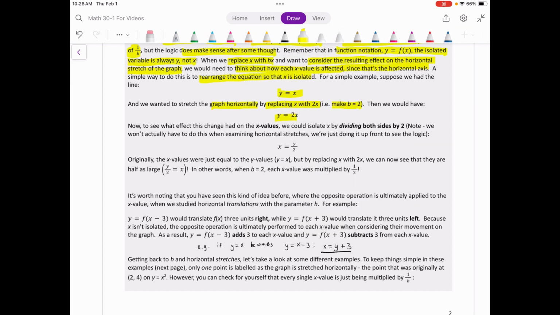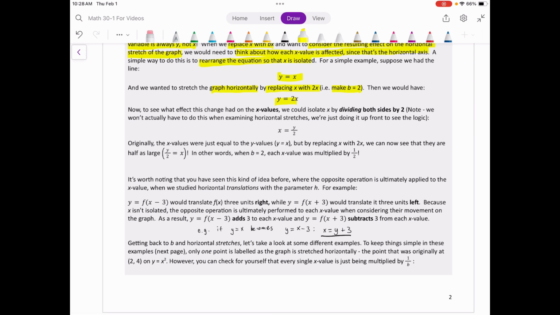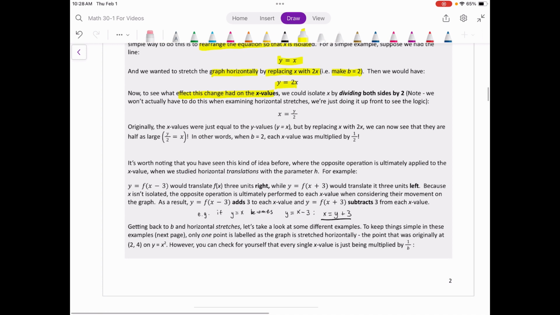And now if we want to think about what the actual horizontal stretch was, what actually happened to every x value when we did that? An easy way to see the effect that change had on the x values is to solve this equation for x. Because we know before, x was just equal to y. So if we can figure out what x is actually equal to now, that'll show us how the x values have changed.